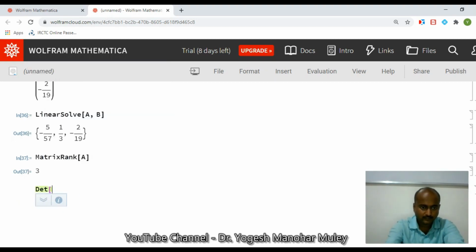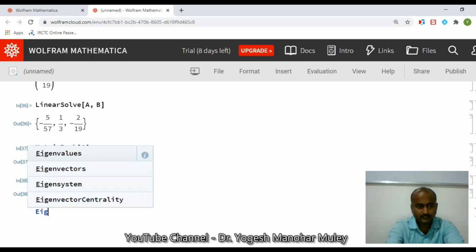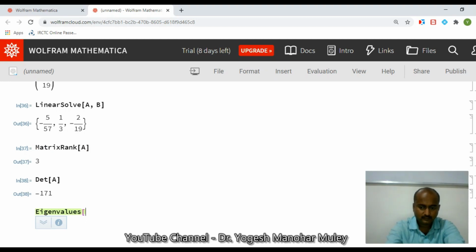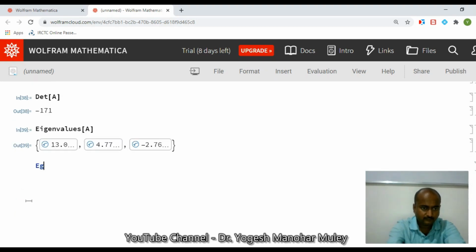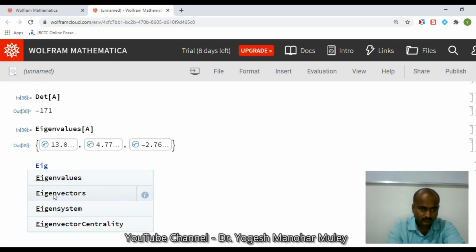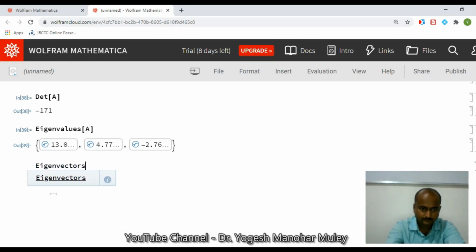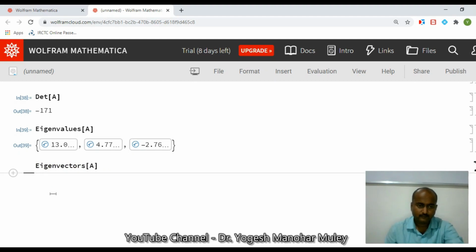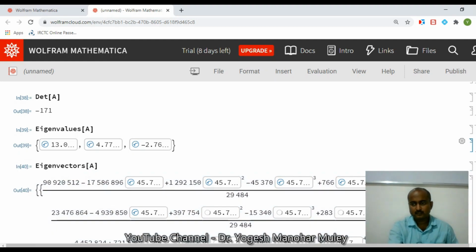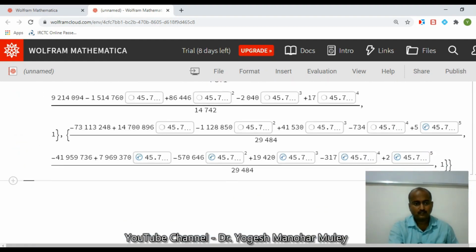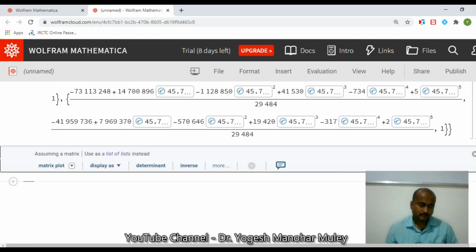Determinant we have already found for this matrix. So this is the determinant. We can find eigenvalues as well as eigenvectors. In the same way we can find eigenvalues too. So this will give the eigenvectors. So with the help of matrix commands we can solve every possible matrix calculation with the help of Mathematica.